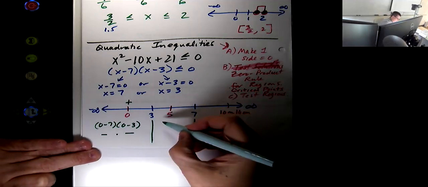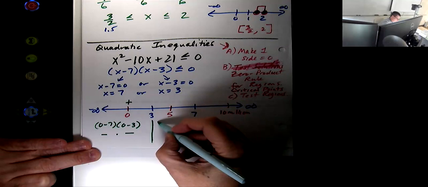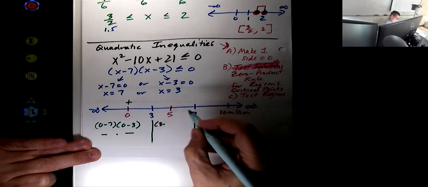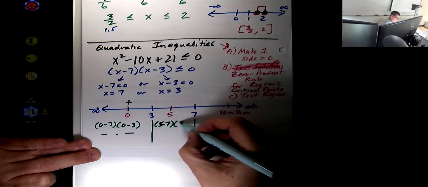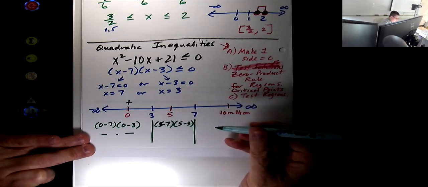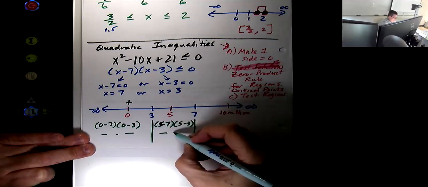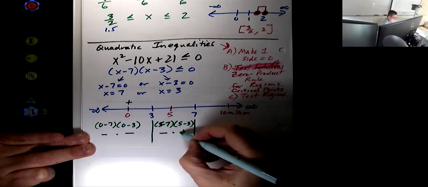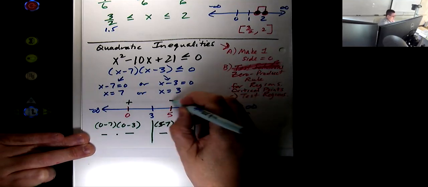I'll do the same thing with the other two numbers, plugging in 5. I have 5 minus 7 times 5 minus 3. You can work these out if you want, but the important part is 5 minus 7 is a negative number, and 5 minus 3 is a positive number. A negative times a positive is a negative region.